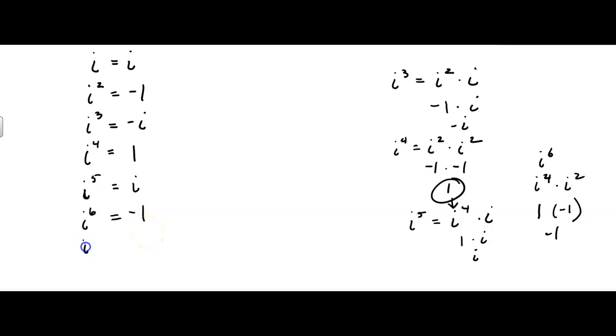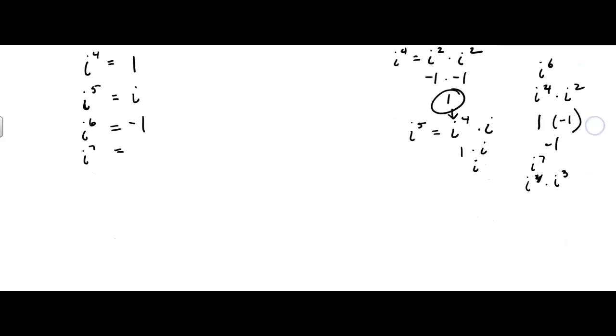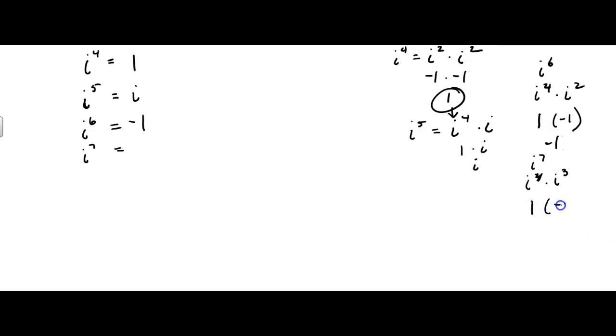What if you had i to the 7th? Well, that would be like i to the 4th times i cubed. So i to the 4th is 1. i cubed was -i. So you're just going to get -i. And then what if you had i to the 8th? Well, that's going to be like i to the 4th times i to the 4th, 1 times 1, which is just 1. Okay, and I'm going to stop there.